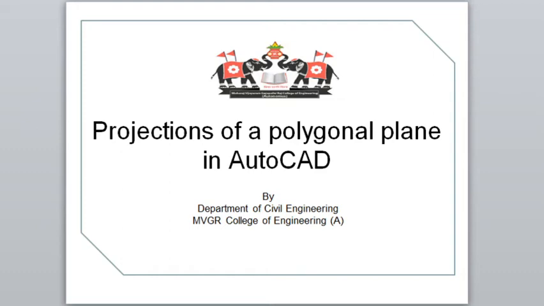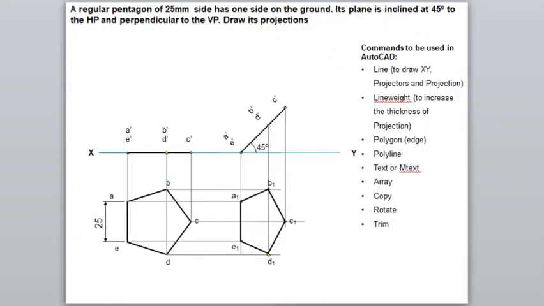In this tutorial, we will see how we draw projections of a polygonal plane in AutoCAD. So let us take an example. A regular pentagon of 25 mm side has one side on the ground and it is inclined at 45 degrees to the horizontal plane and perpendicular to the vertical plane.